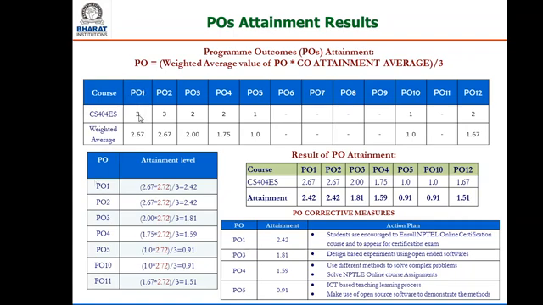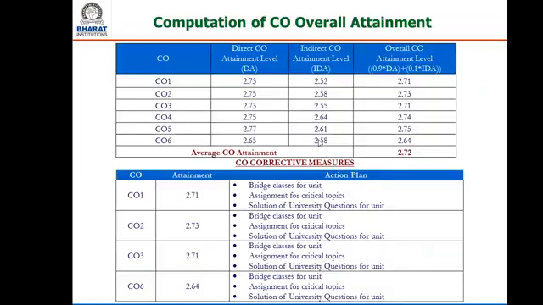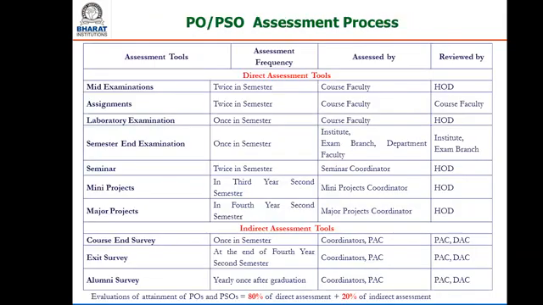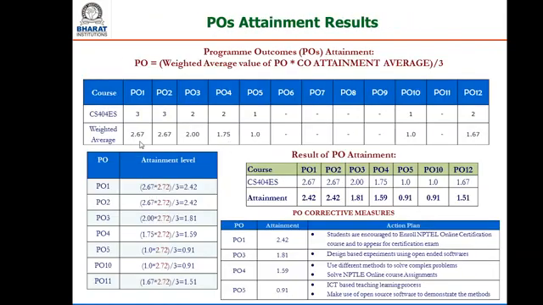So PO1 is mapped. The formula for PO1: the weighted average of PO1, which is 2.67, into the overall CO attainment average. You can go back once. Here you can see the overall CO attainment average is 2.72. So multiply with this value for each and every PO weighted average. Now 2.67 is the PO1 weighted average, into the course CO attainment average 2.72, whole divided by 3. So we will get 2.42.